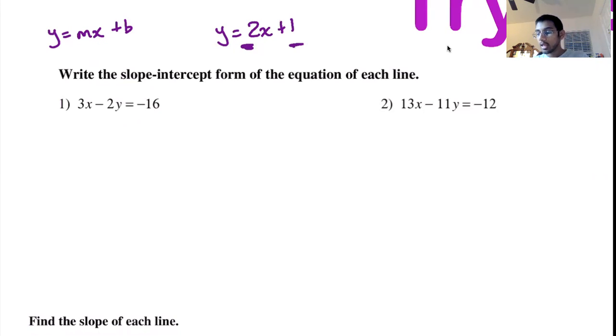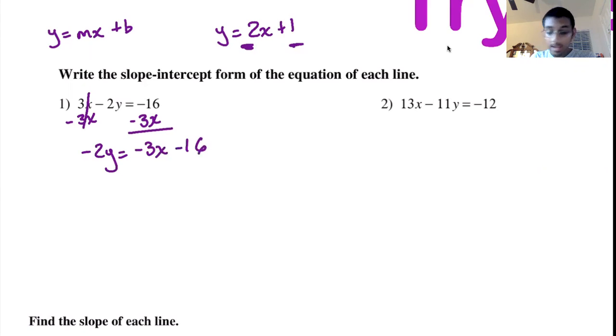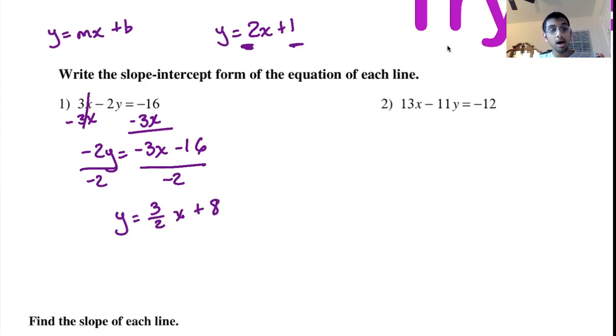That's the rule. So to get everything to look like that, we're going to try to do some simplifying, and move some stuff over from one side to the other. The first thing we can do is subtract 3x on both sides, right? That would leave us with negative 2y is equal to negative 3x minus 16. Then divide by negative 2 on both sides, and y is equal to 3 over 2x plus 8. And that is your answer right there.